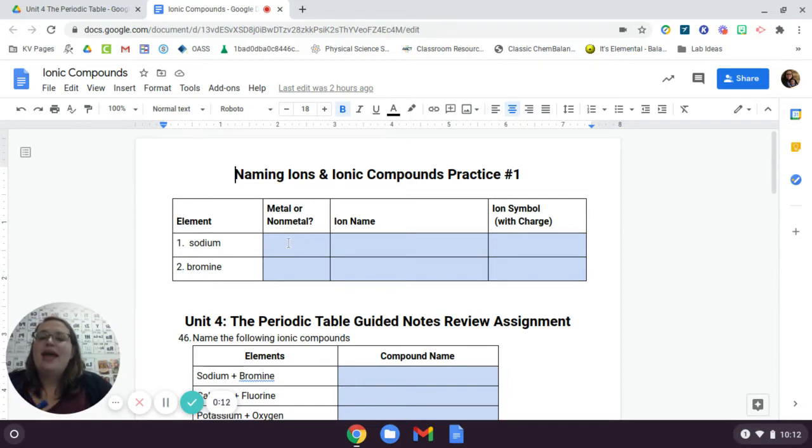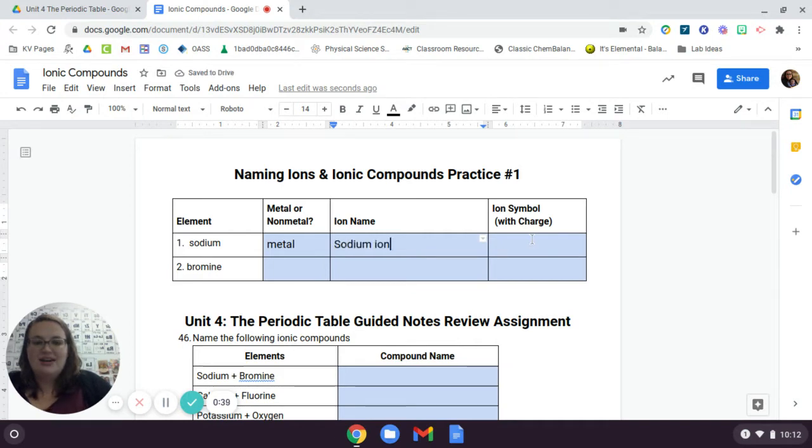So when we name a metal ion, we keep the name of your metal, and we just add the word ion afterwards. For a non-metal, we're going to keep the root of the non-metal name and add the suffix "ide" at the end. So let's do this first one. Sodium is a metal. So to name it, it's going to become the sodium ion. Now, your ion symbol is going to be Na, and it's in group 1, so it has a +1 charge.